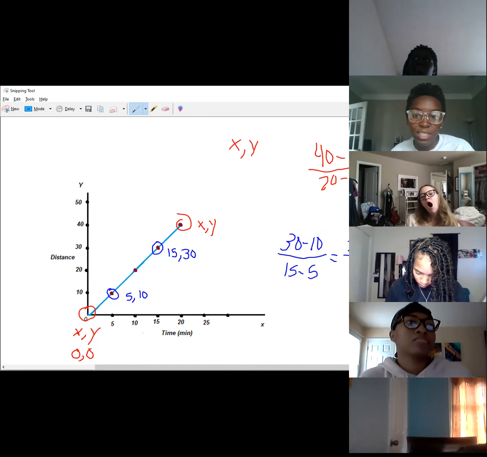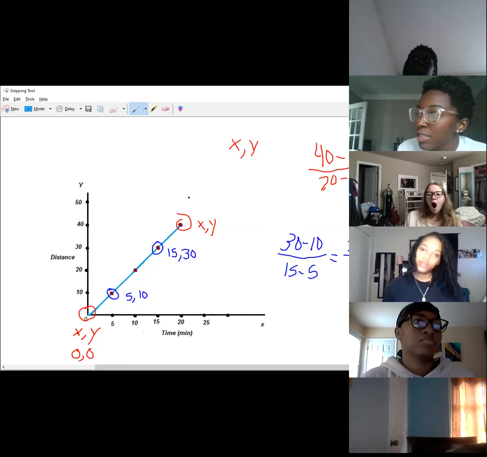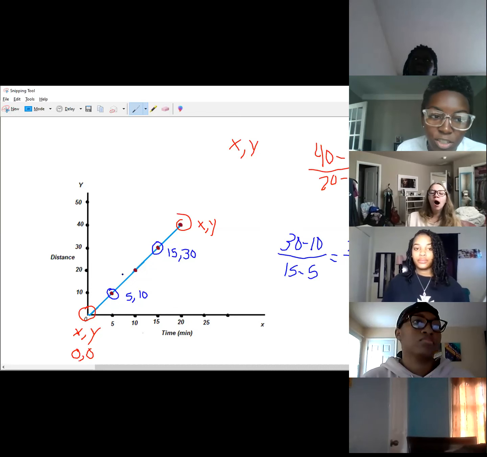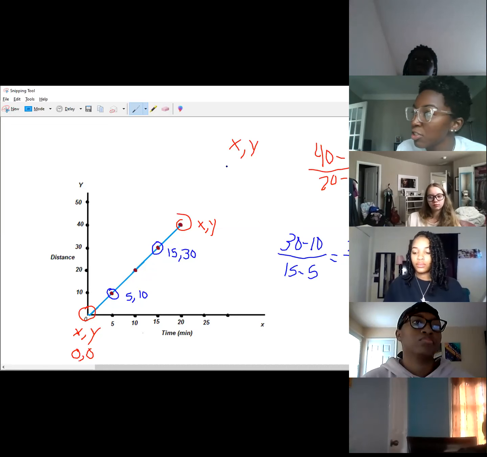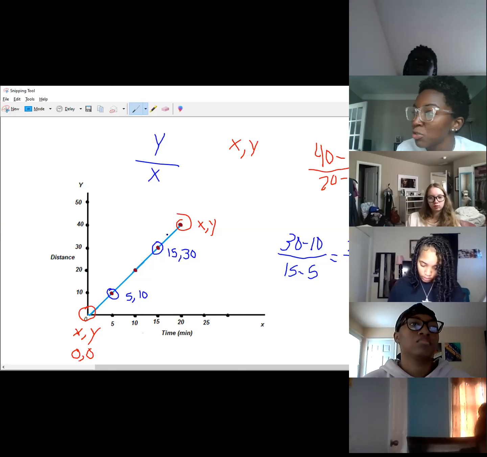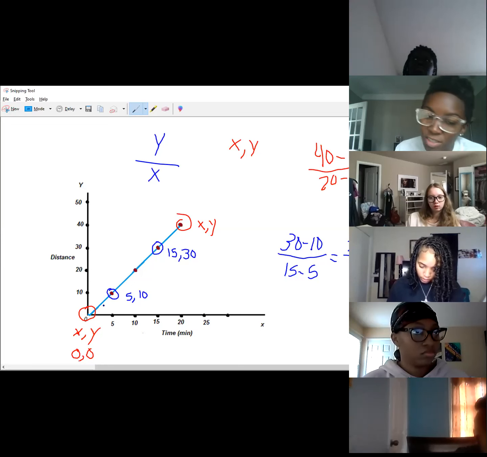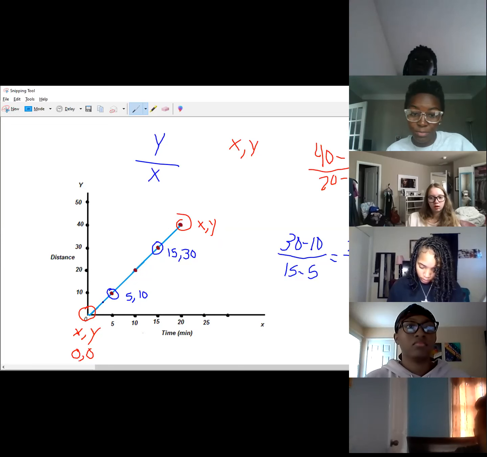Okay? So does that make sense? It really doesn't matter what set of points you use, just as long as you put them in the right spot. As long as you do your Y's on top and your X's on the bottom. And you make sure you do the one that's further out first, because otherwise you're going to get some negative numbers. All right, questions on how to find slope?